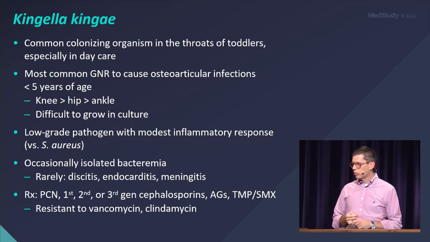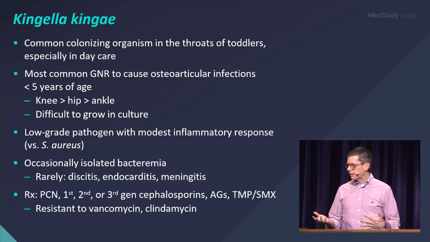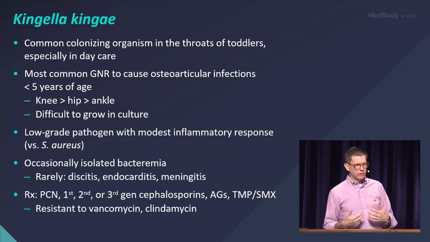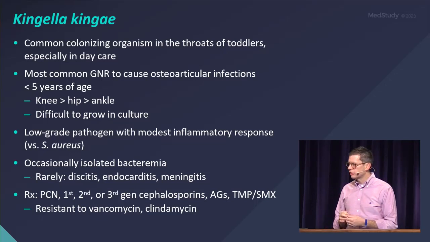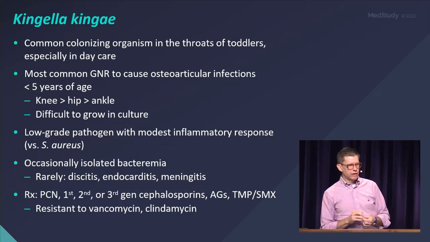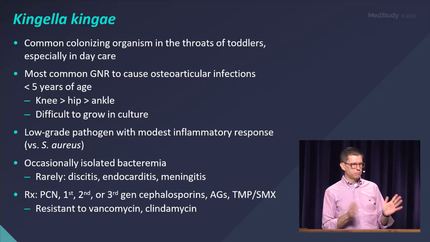Again, compared to Staph aureus, it doesn't have the robust inflammatory response, and so you're not going to see a CRP of 245. And again, it's a broad treatment regimen, so you can use a first generation, second generation, third generation cephalosporin. It doesn't matter. Again, try to use as narrow as possible.